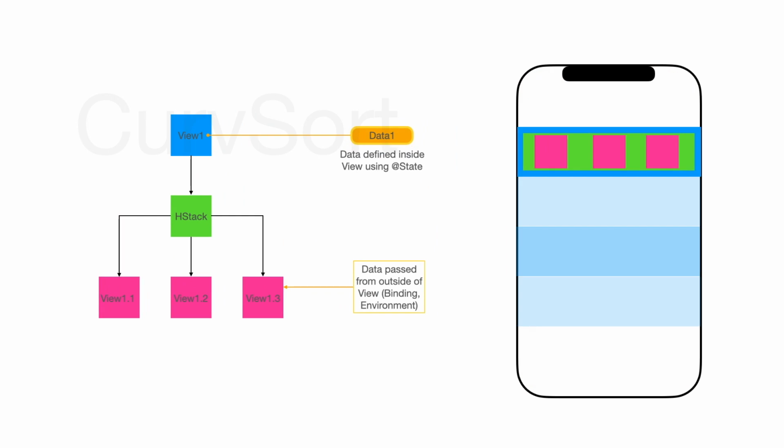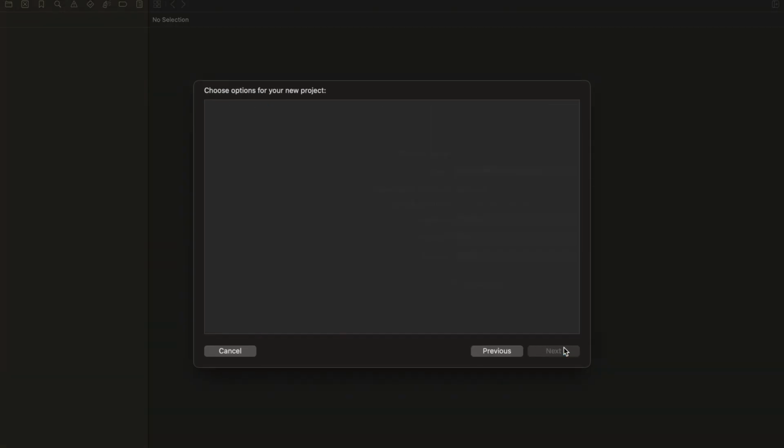The source of truth that is used by a view can be defined inside the view itself, or it can be passed from outside into this view. If the data is defined inside the view, add state is leveraged. If data is passed from outside into this view, binding and environment are something that are used. Let's look into these details in action now by looking and working on a program.